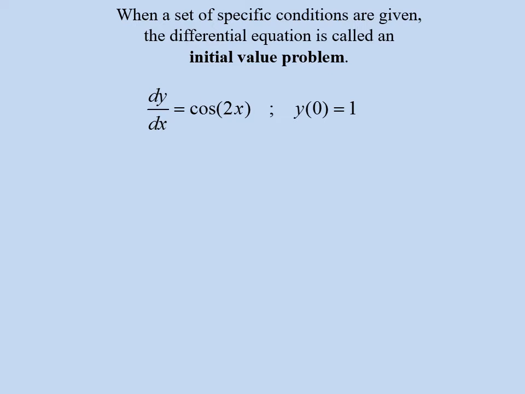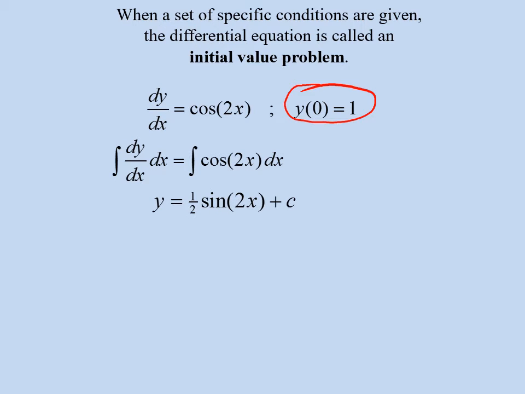So for solving this differential equation, we are told that when x is 0, y is 1. This is referred to as an initial value problem. Well, we can do basically what we just did, and that is integrate both sides with respect to x. And this time we can find our constant of integration by substituting. So we'll put a 0 in place of the x and a 1 in place of the y and solve for c.